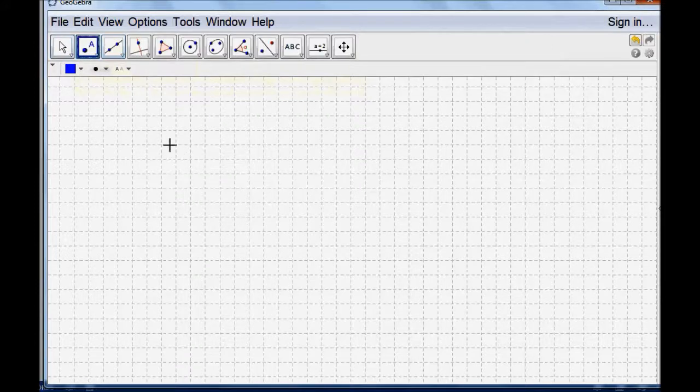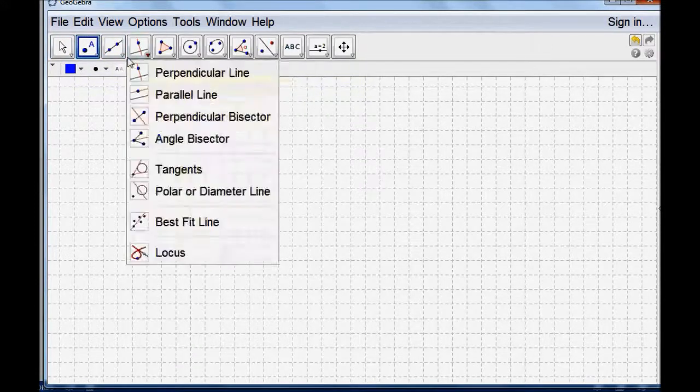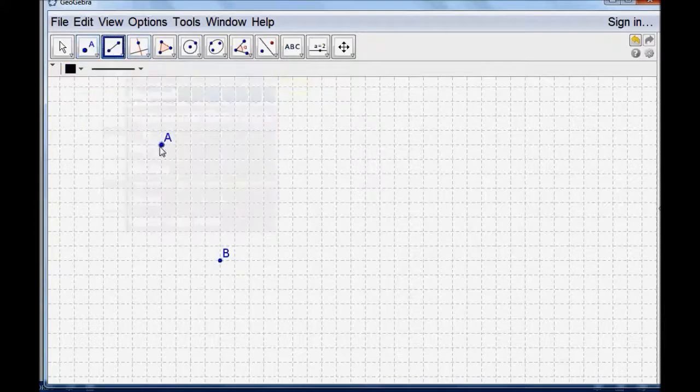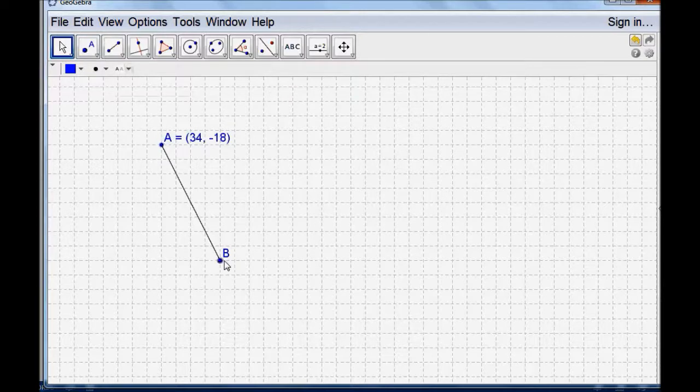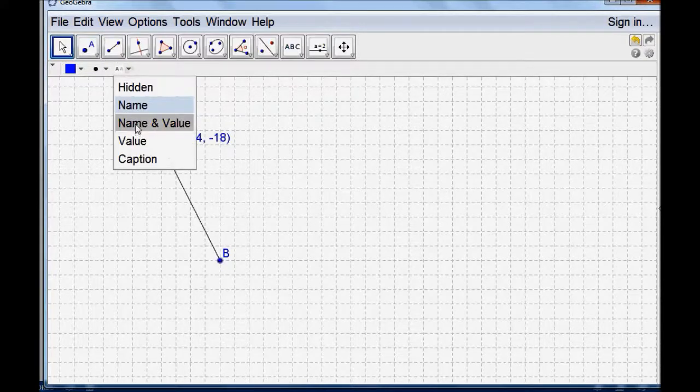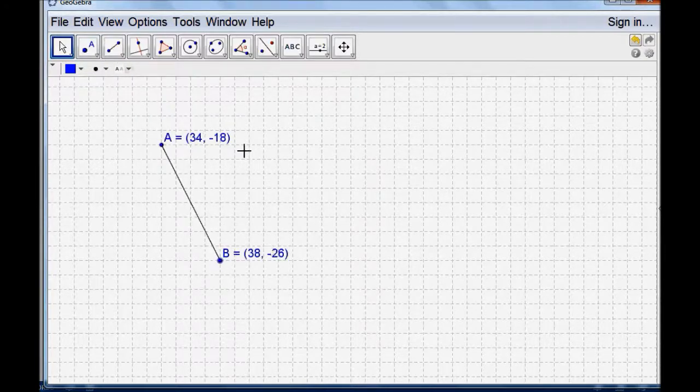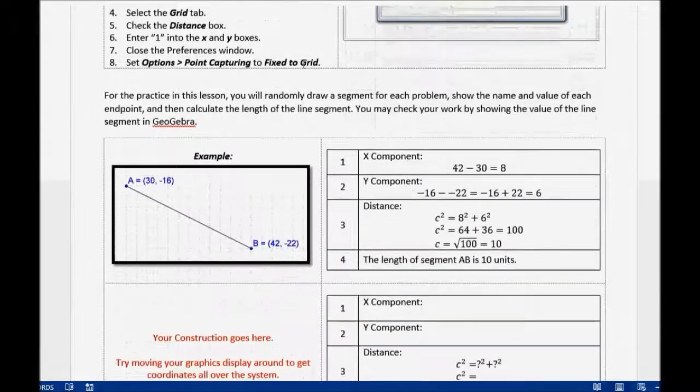So when you do the problems, then what you'll do is you'll just plot a couple points anywhere you want. You will connect them with a line segment like so, and then you'll click on each point with the move tool and you'll show name and value for each point, and then now you'll be able to export this into Word and do the problem. So I have an example here for you.